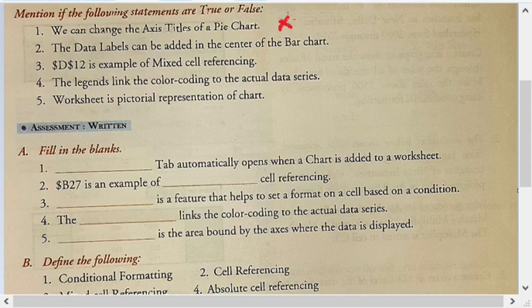Second, the data labels can be added in the center of the bar chart. It is correct. Third, $D$12 is an example of mixed cell referencing. So this is wrong, because this is an example of absolute referencing. Fourth, the legend links the color coding to the actual data series. So this is the correct answer.